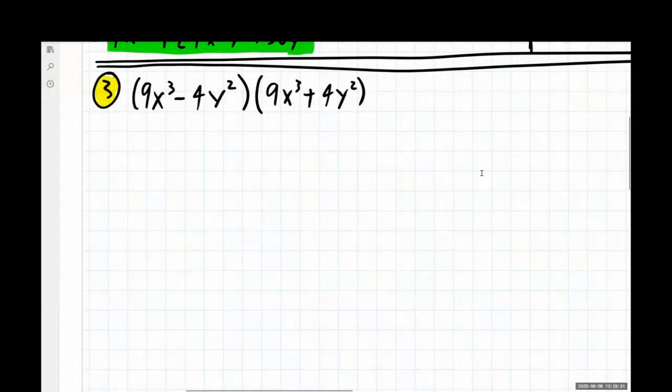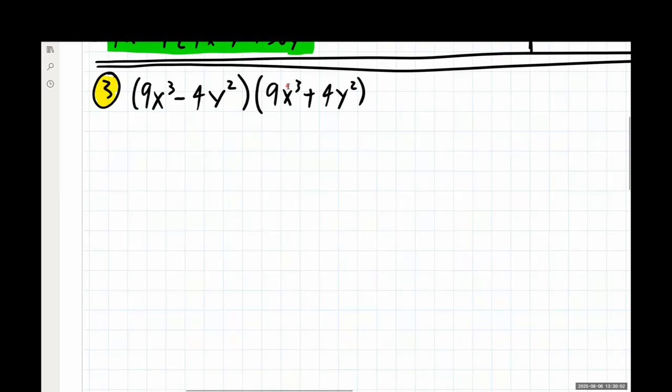So looking at number 3, we're coming to the parts where we really want to have these processes nailed down, or this shortcut nailed down, because this is going to save us tons of time. What are we noticing about the first 2 terms of these sets of binomials? They are the exact same thing. They are both exactly 9x to the third power. 9x to the third here, 9x to the third here. Awesome. That's my first requirement.